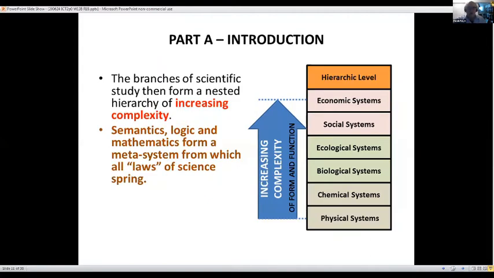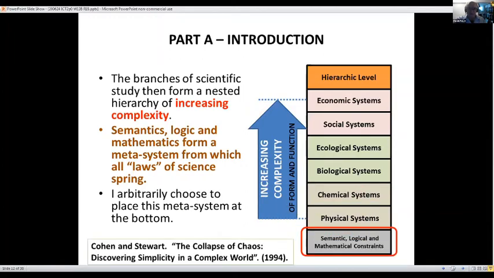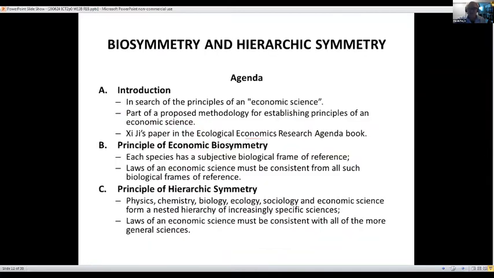We also know that the branches of scientific study form a nested hierarchy of increasing complexity, so you have more intractable problems when you get into the social sciences and the economic sciences. Now, semantics, logic, and mathematics form a meta-system from which all laws of science spring. I arbitrarily choose to place this meta-system at the bottom, in agreement with the arguments of Cohen and Stewart in their book, The Collapse of Chaos.